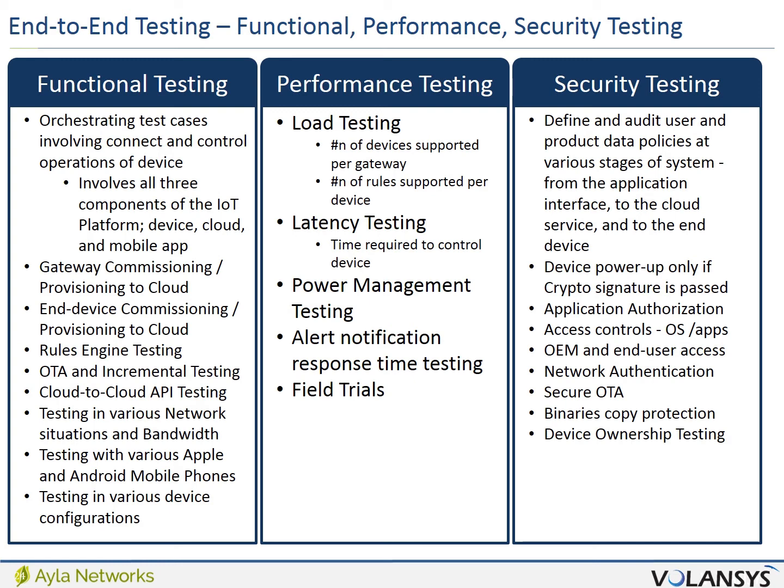On the security testing side, it needs to ensure data security at each component of the IoT ecosystem, starting from data being stored on the device, as well as communication between device to gateway to cloud to mobile app. It really needs to be secure. And to ensure the security, we need to test access control, data encryption, OTA security, device authorization, network security, and consider many more such parameters.